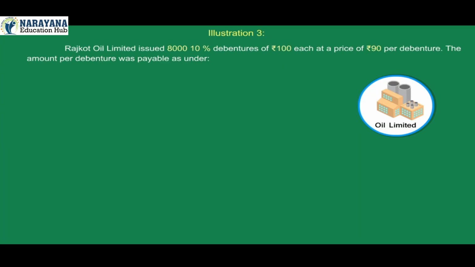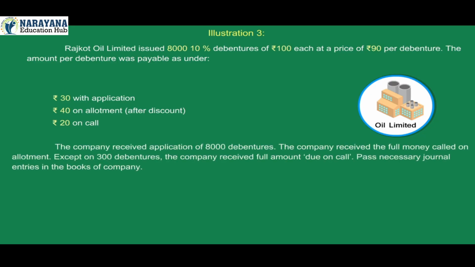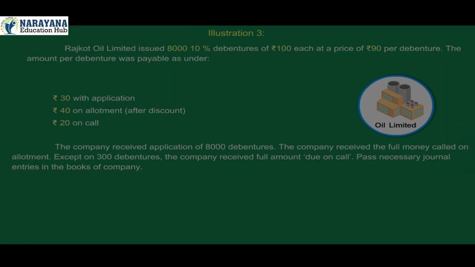Illustration 3. Rajkot Oil Limited issued 8,000, 10% debentures of Rs 100 each at a price of Rs 90 per debenture. The amount per debenture was payable as under: Rs 30 with application, Rs 40 on allotment after discount, Rs 20 on call. The company received applications for 8,000 debentures. The company received the full money called on allotment. Except on 300 debentures, the company received the full amount due on call. Pass necessary journal entries in the books of the company.